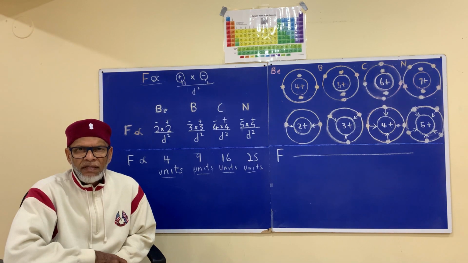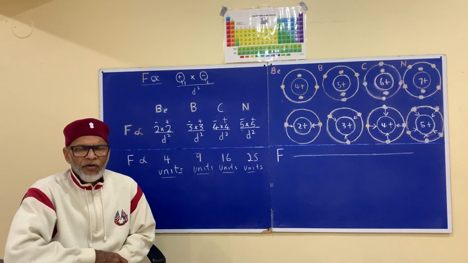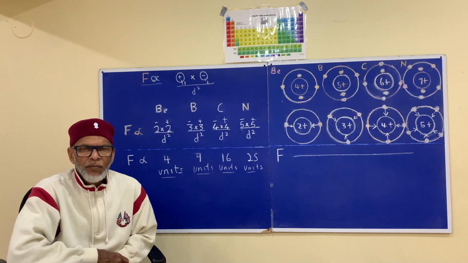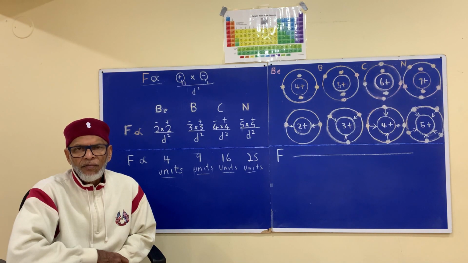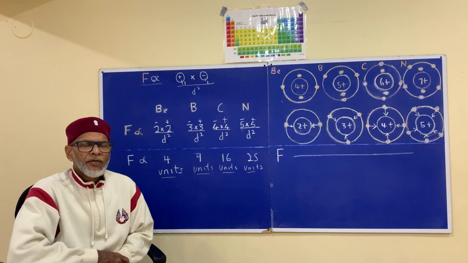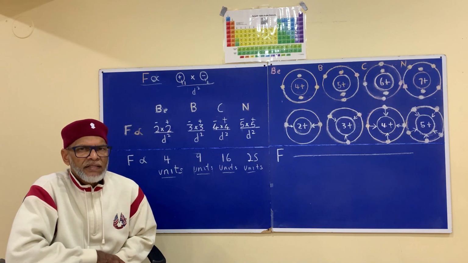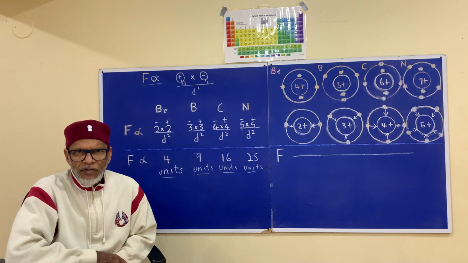Hi folks, in this tutorial we'll try to determine how the atomic radii of elements change as you move across a period, of course in the periodic table of elements from left to right. To do this, we'll be using the atoms of the elements beryllium, boron, carbon and nitrogen from period 2.